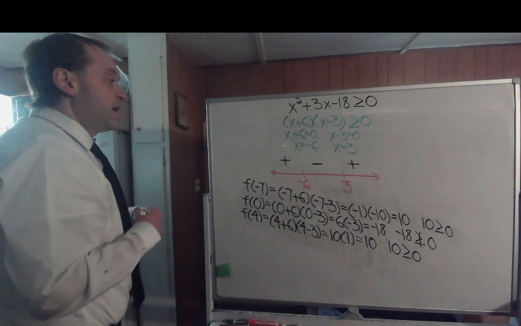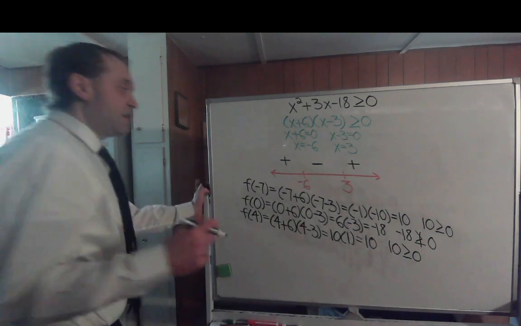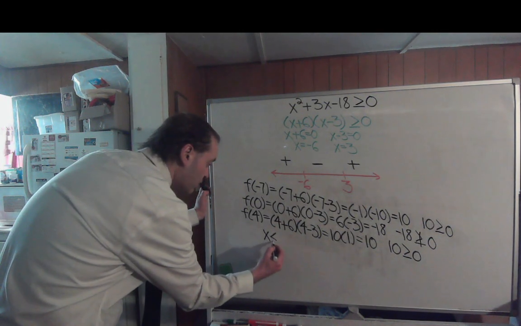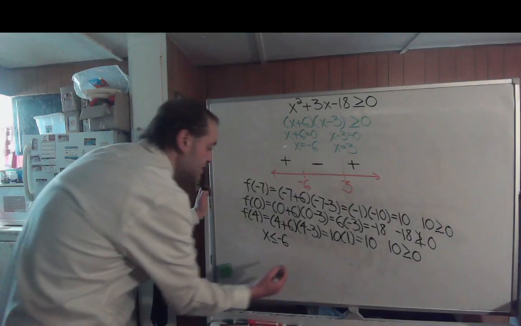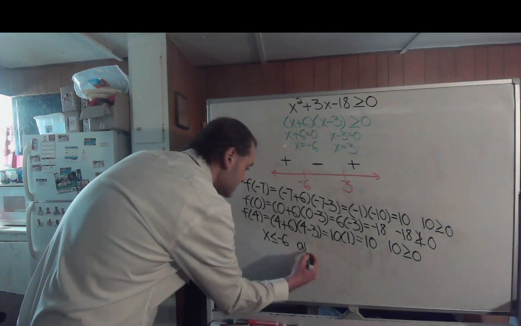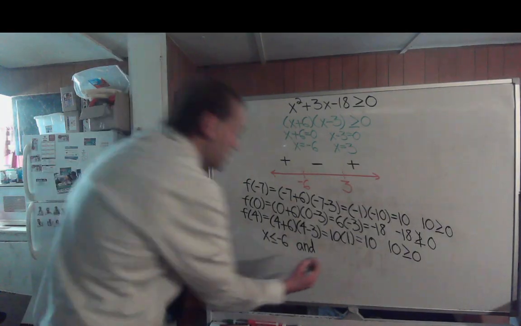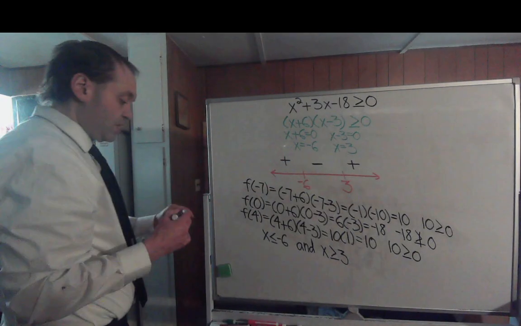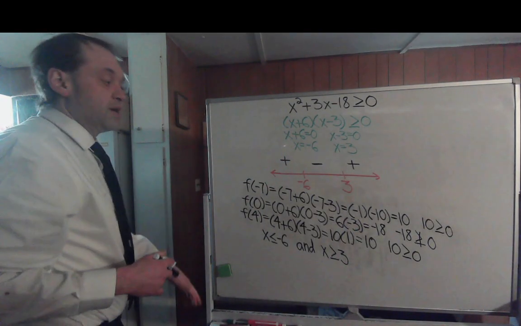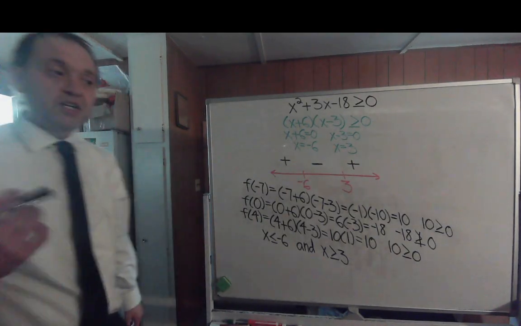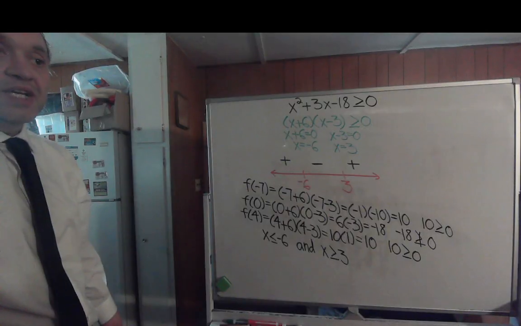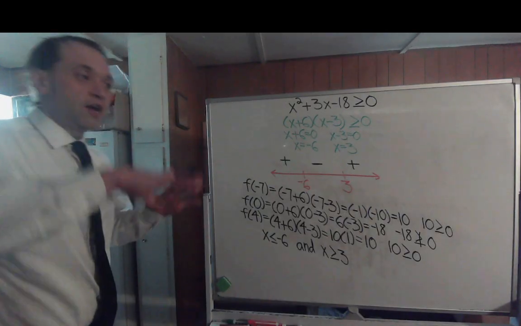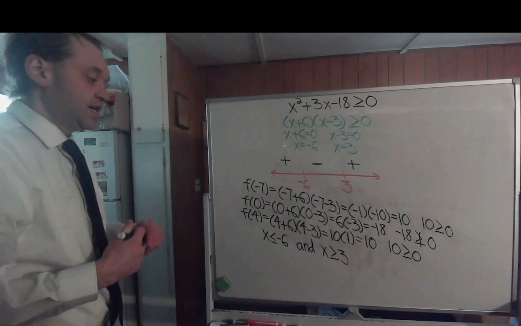So you could start out by listing it as x is less than or equal to negative 6 and x is greater than or equal to 3. Which, that's one way, but now that we're in Algebra 2, I want to get you used to what's called interval notation. It's important we start getting used to that, because as we get higher up, you're going to start seeing this in interval notation.